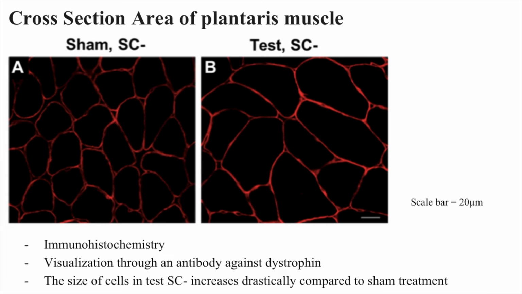The authors now wanted to see the cross-section of the plantaris muscle and observe the effects on cells during testosterone treatment in satellite cell-depleted rats. Through immunohistochemistry, the authors are visualizing the muscle fiber size. When testosterone is added, the size of cells in testosterone SC minus increases drastically in comparison to sham treatment. This indicates that testosterone can increase the size of myofibers without the presence of satellite cells.